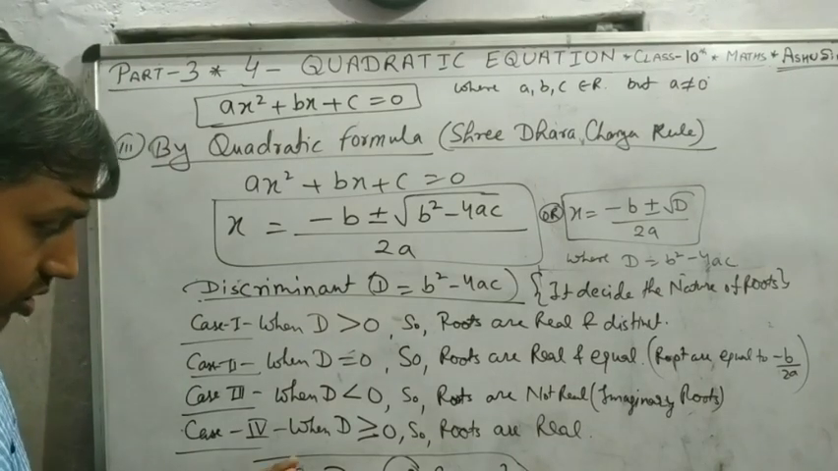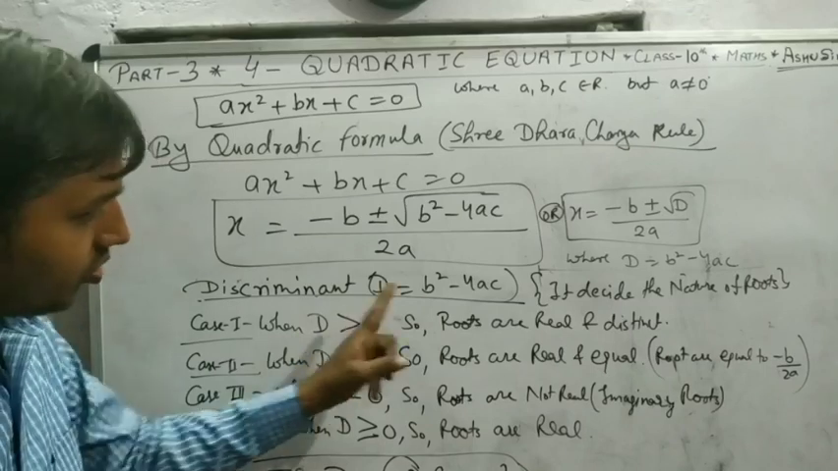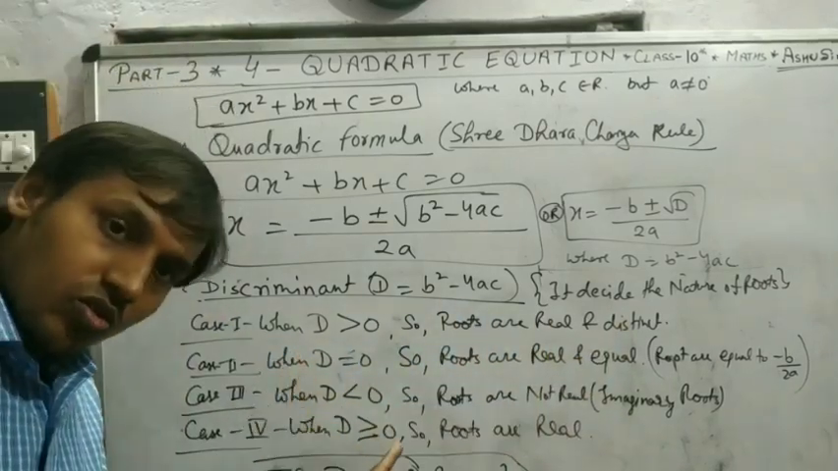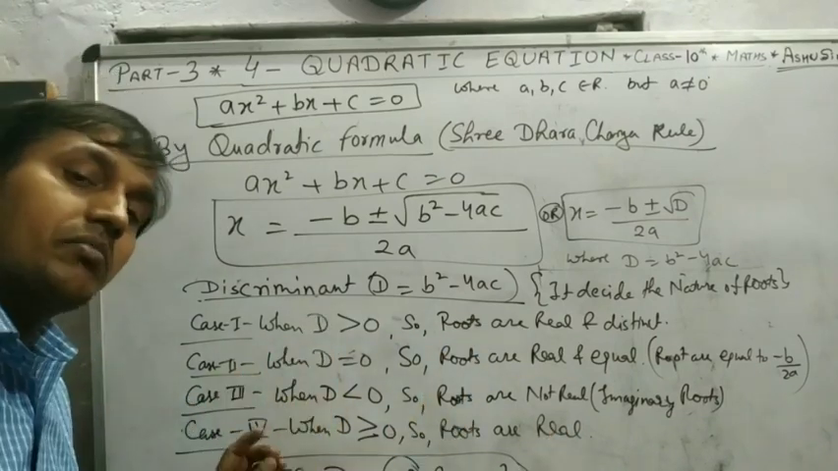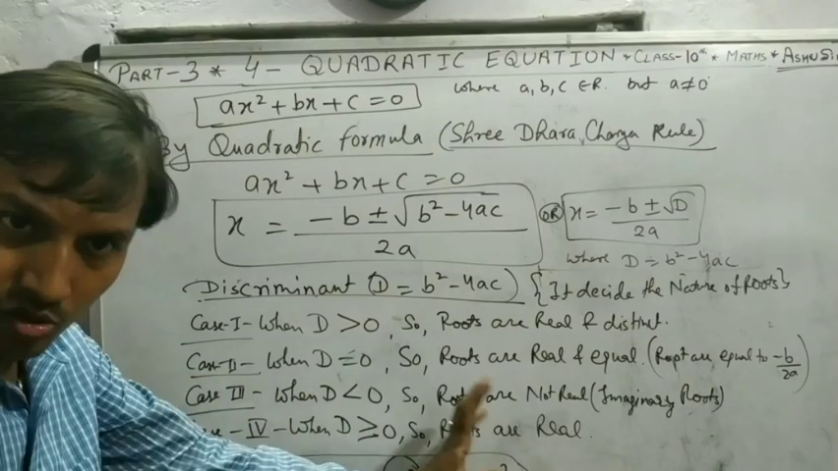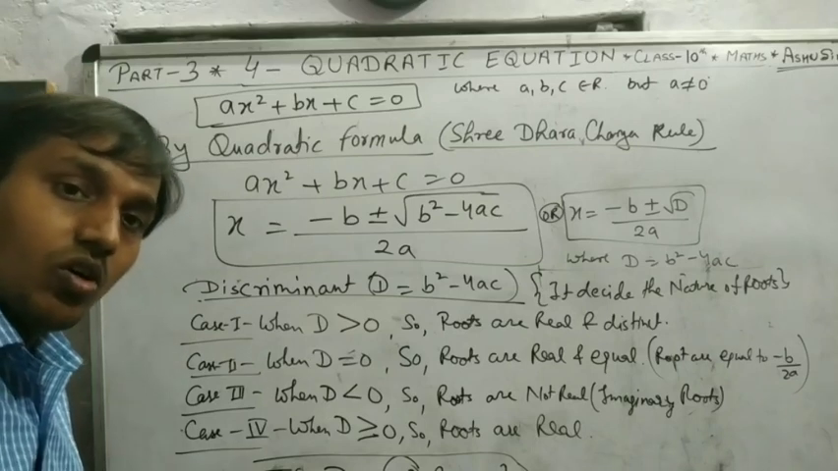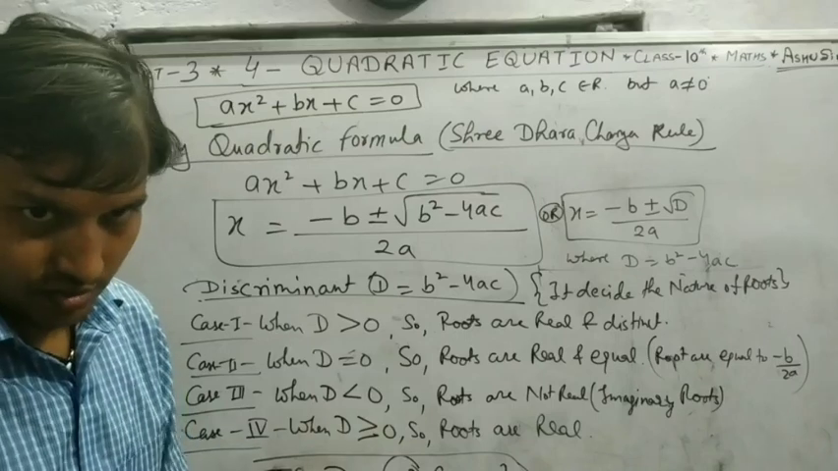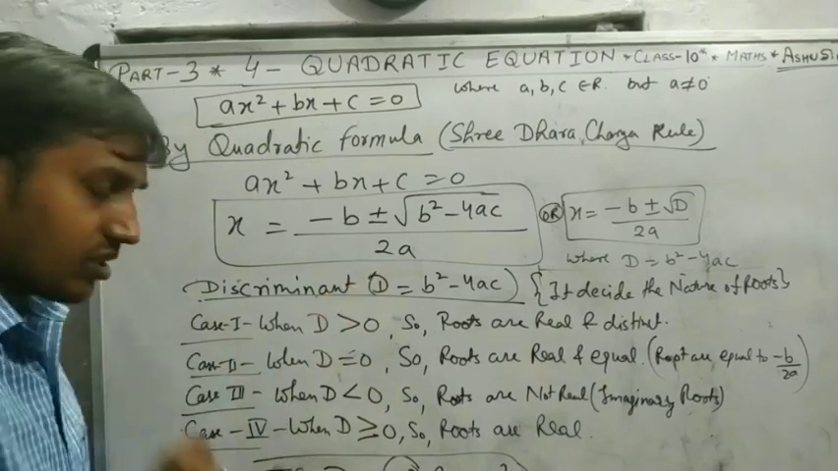Okay, so those are the 4 conditions. When d is greater than 0, roots are real and distinct. If d is equal to 0, roots are real and equal. If d is less than 0, means d gives a negative value, so no real roots, means imaginary roots. If d is greater than or equal to 0, roots are real, either equal or distinct. Pause the video, note down, so we explain these cases.